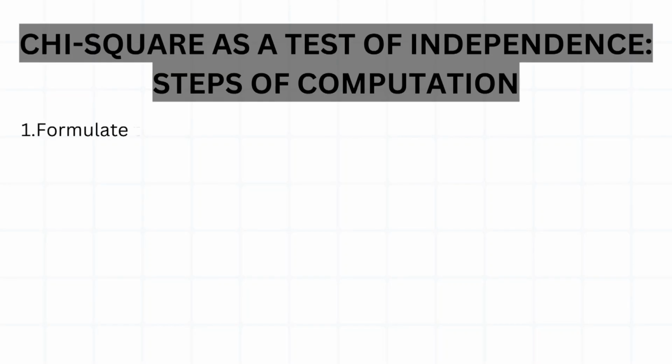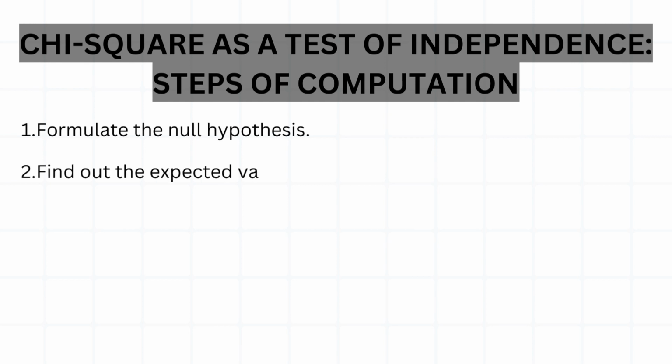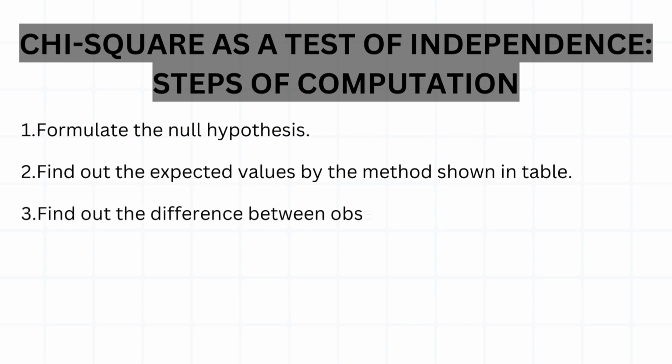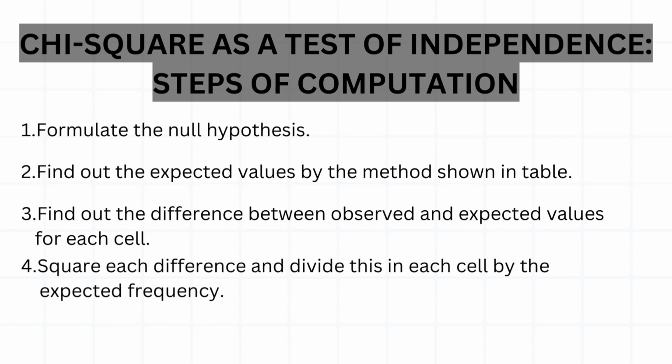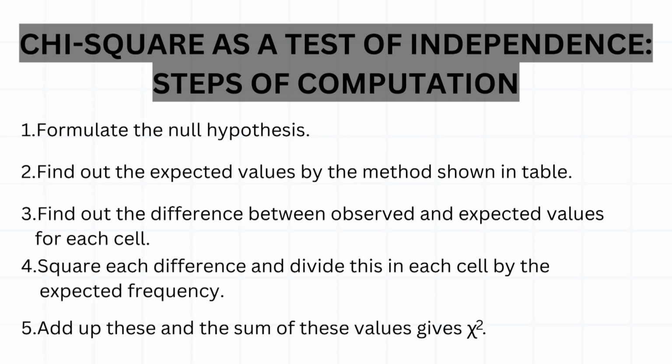So, let us look at the different steps of chi-square as a test of independence. First step is to formulate the null hypothesis. Second is to find out the expected values by the method shown in the table. Third, find out the difference between observed and expected values for each cell. And the fourth step is to square each difference and divide this in each cell by the expected frequency, and add up these, and the sum of these values gives chi-square.